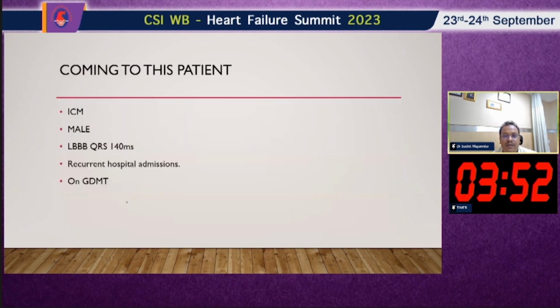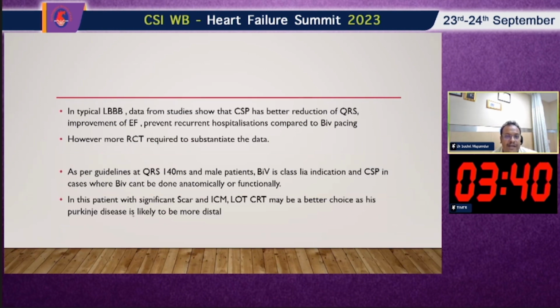Next slide. So coming to this patient, it is an ischemic cardiomyopathy, male, LVEF, QRS of 140, recurrent hospitalizations on GDMT. Next slide. So in typical LBBB, data from studies show that CSP has better reduction of QRS, improvement of EF, and prevents recurrent hospitalization compared to BiV pacing, but we need more RCTs to substantiate this data. The Vijayaraman group trial that was presented last in 2022 was not a randomized controlled trial. As per guidelines, at QRS 140 and male patients, BiV is a class 2A indication and CSP in cases where BiV cannot be done anatomically or functionally.